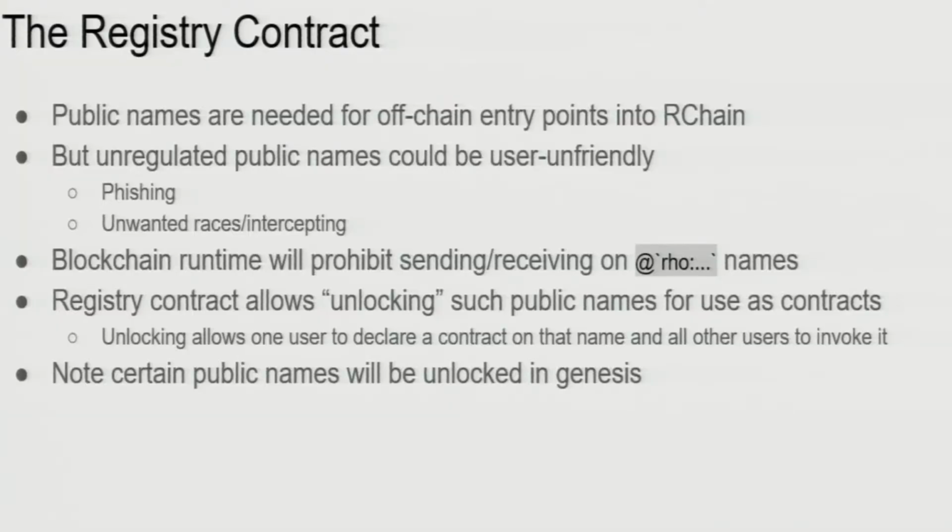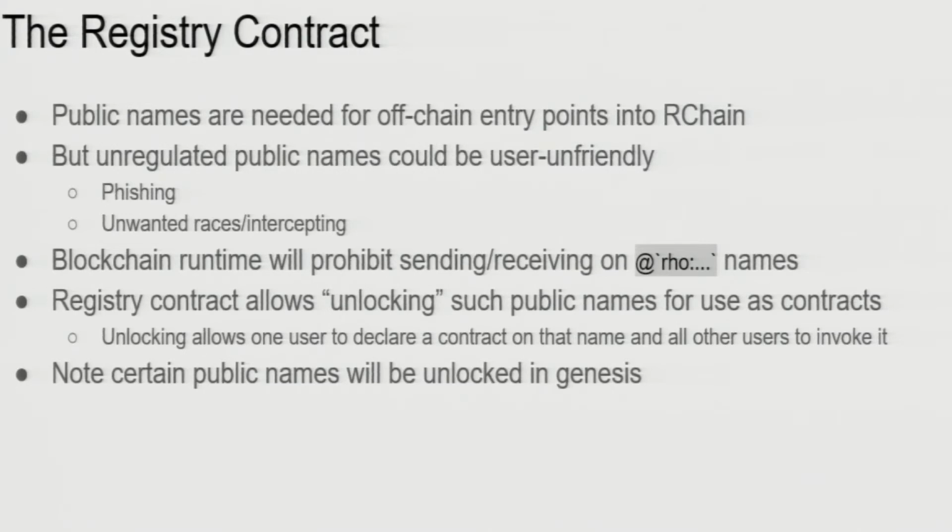The basic idea behind the registry contract is that we need public names for accessing the blockchain, right? Because you can't access unforgeable names in a deploy. But we don't want it to be the Wild West of public names, because you could get phishing. Someone writes a misleading-looking public name, and you might trust it based on the name, but in fact you don't know who's on the other side.